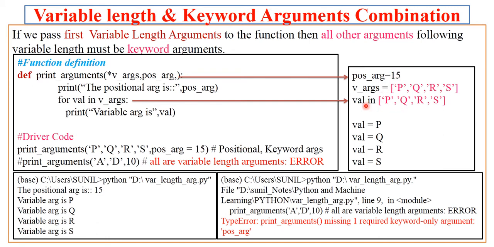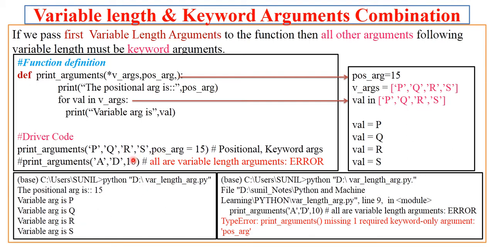So now focus here where I am pointing out. So pos underscore arg will be 15 because I have specified it as a positional argument. So obviously this value will be given to which variable of the function, pos underscore arg, and all the remaining earlier arguments will be given to var underscore arg. So this way val will be taking values p, q, r and s from the list, and this way you are getting the positional argument printed and the variable length argument printed here as the output. So just focus on the outputs. I have executed this program, so I got this result.